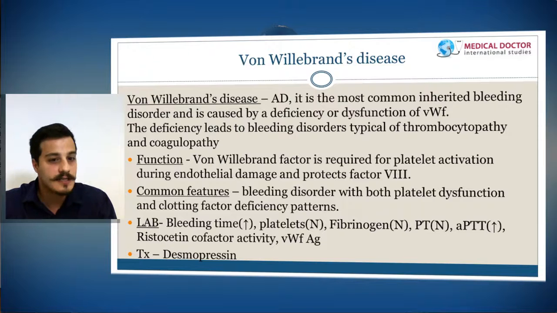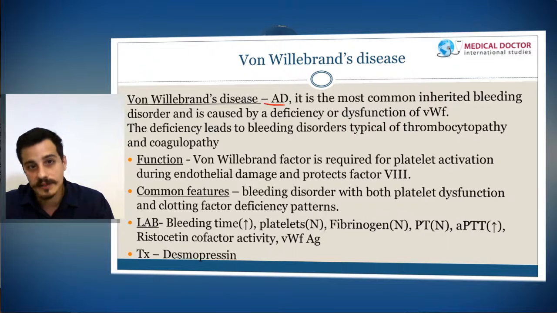Now, our next disease is von Willebrand's disease. It is autosomal dominant inherited, and it is the most common inherited bleeding disorder that is caused by a deficiency of von Willebrand's factor. Now, the deficiency leads to a bleeding disorder that is combined with both thrombocytopathy patterns, so you can expect petechial rash, epistaxis, etc., and abnormality of the coagulation cascade, so you can notice deep tissue bleeding, hemarthrosis, etc.